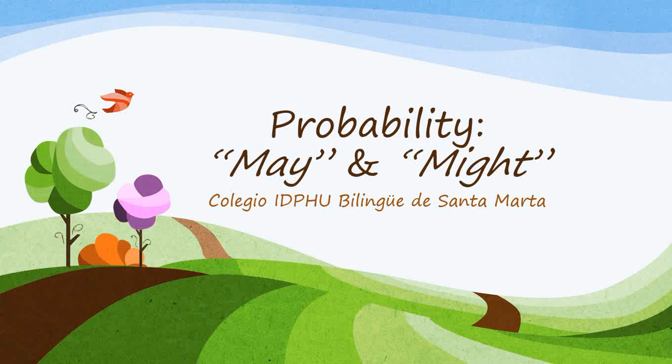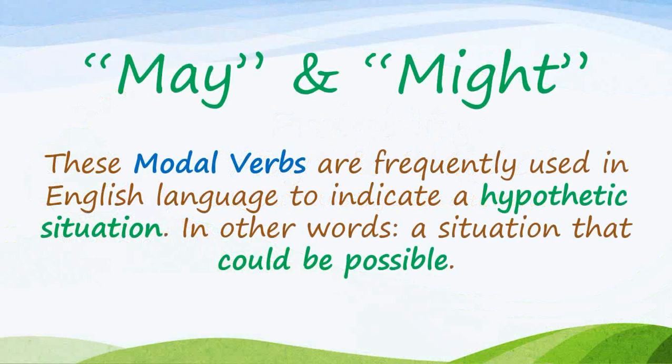Today we're going to learn about may and might as modal verbs to express probability or to make predictions in English. May and might are modal verbs and they are frequently used in the English language to indicate a hypothetical situation. In other words, a situation that could be possible.